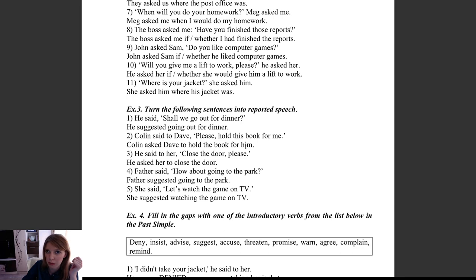Number 3. He said to her, close the door, please. He asked her to close the door.